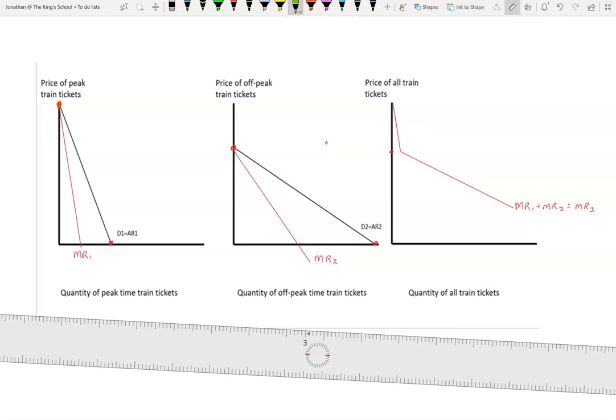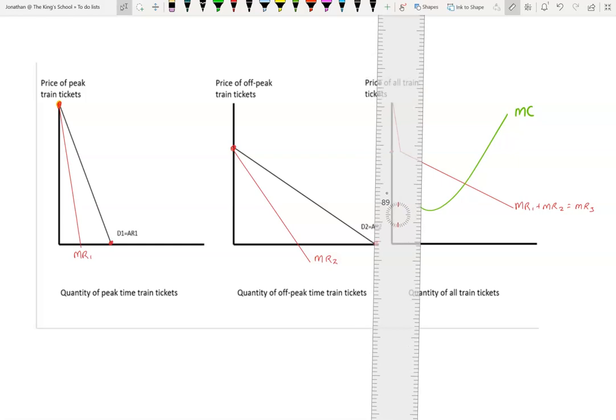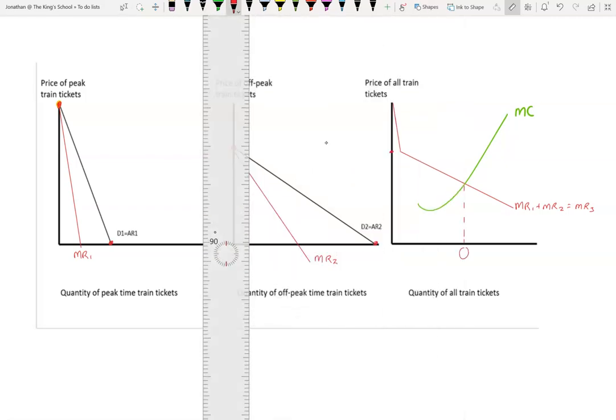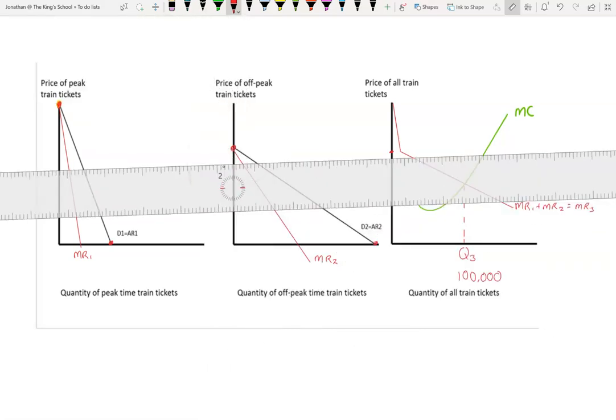We're now going to draw in the marginal cost curve, looking something like that. Now, draw it low enough so that you're able to get a reasonable price in both markets. Don't draw it too high. And then once we've done that, we'll be able to rule in our overall profit maximizing position for all train tickets. So Q3 is going to be the number of train tickets that the company should sell in total. So maybe that's, say, 100,000 train tickets, for example.